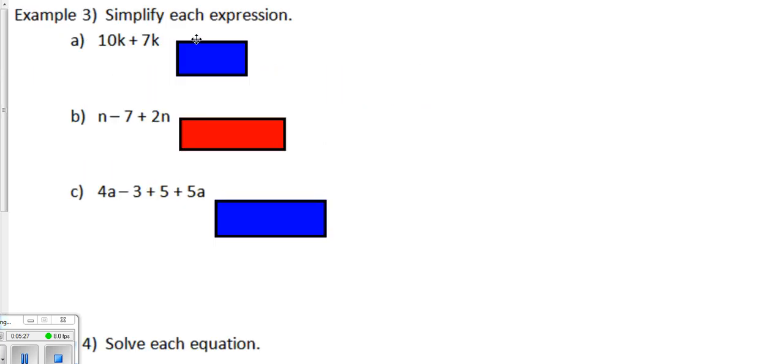Alright, example 3 is asking us to simplify each expression. When we simplify expressions, we're locating our like terms and then combining them.